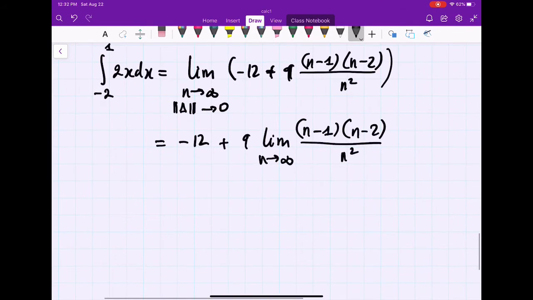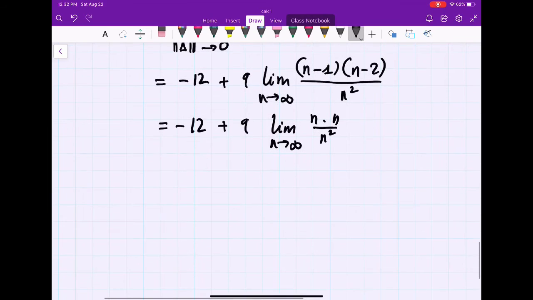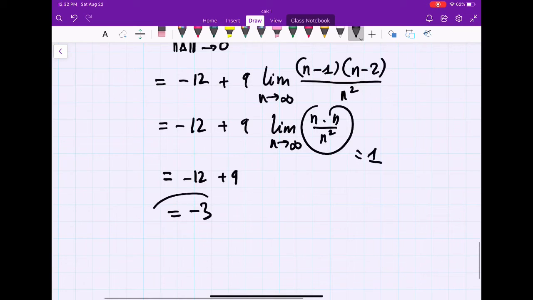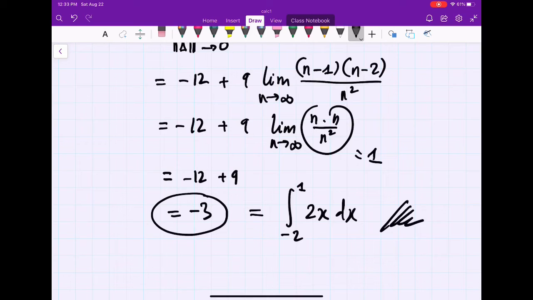And in this case, we can use similarity. We have negative 12 plus 9, limit of n times n over n squared, as n approaches infinity. So you get negative 12 plus 9, because this is just 1, right? And that is negative 3. So that is the definite integral from negative 2 to 1 of 2x dx. You see, that is not bad at all, right? So basically, the method we use in this case is similar to the case when we studied the area problem.